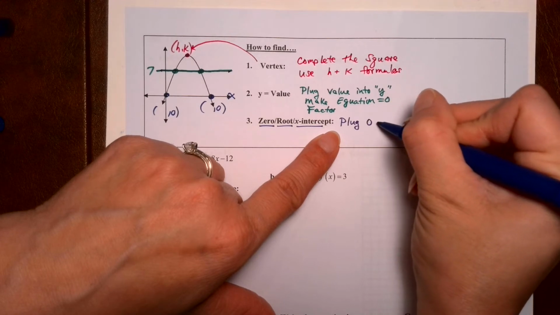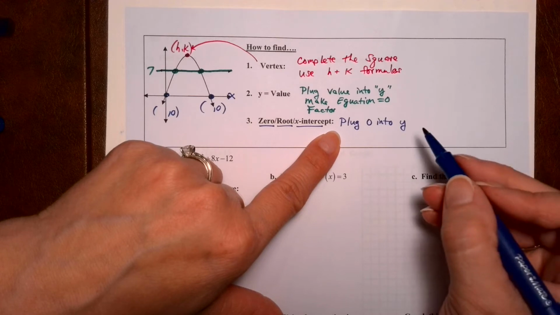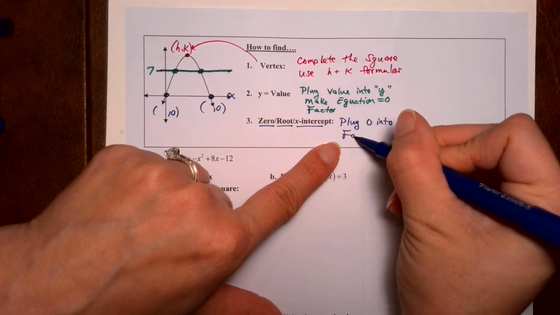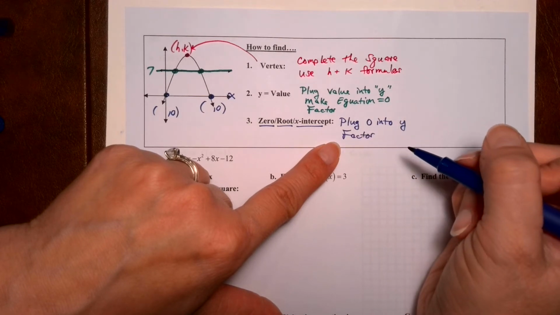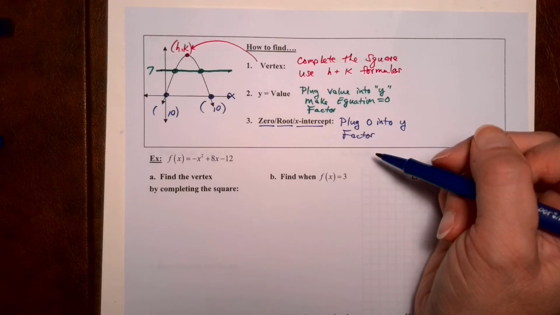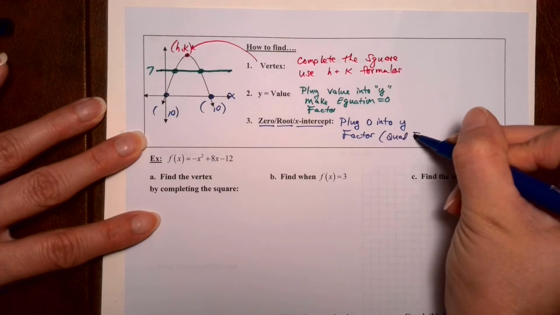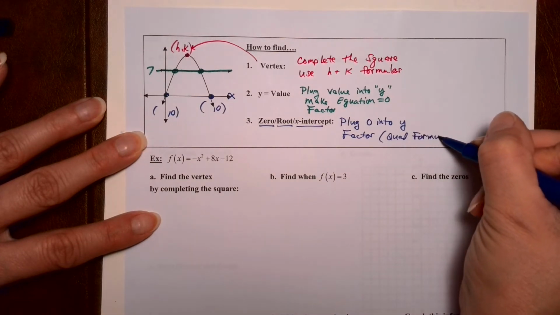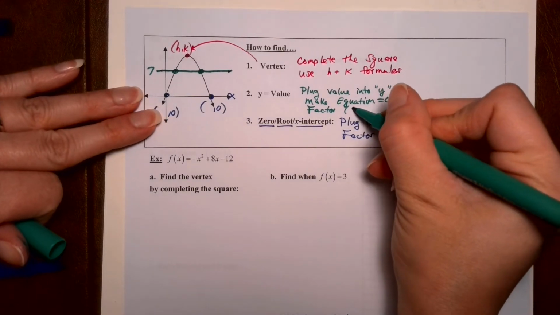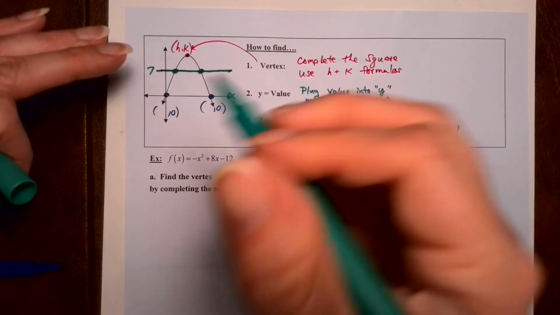You plug 0 into the y spot. Make the y equal 0, which kind of picks up right there at step 2, and then you have to factor. If factoring doesn't work, guys, what do we have to do? Yeah, we might have to use the quadratic formula. If factoring doesn't work, let's add that to this right here. You might have to use the quadratic formula if the answers are irrational.